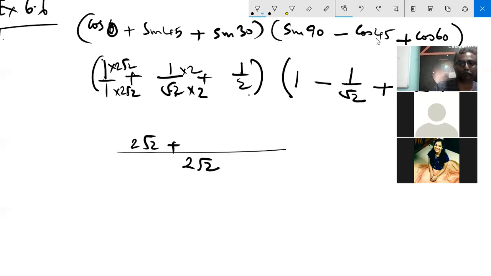1 into 2 is 2. You're understanding? Yes. Many people don't know how to use the LCM to find the sums like this. That's why I'm asking. Many people don't know anything like this.